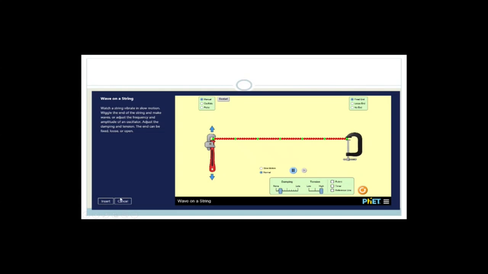And let's insert it. There we go. Okay, so if you ever want to look for any type of simulation to help you understand what's going on, I really suggest you go to this PhET website. For the simple reason that it has a whole bunch.